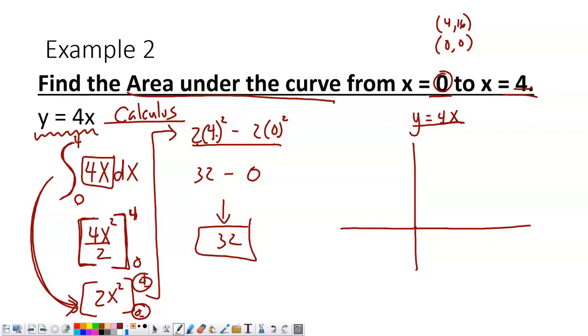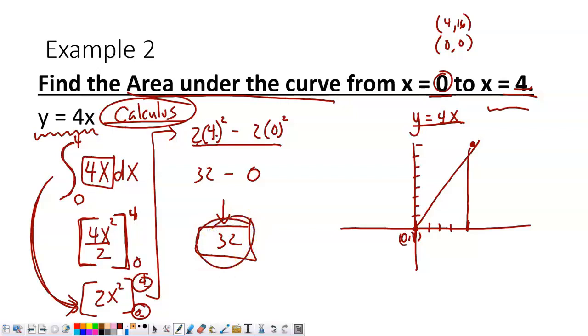So I'm going to plot those 2 points, 0, 0, and 4, 16. I'll count by 2s on the y-axis. 2, 4, 6, 8, 10, 12, 14, 16. That way I don't run out of space. Now what I want to do is find the area from here at 0 to here at 4, and it's a triangle. Okay, so we already found the area using calculus, but I want to show you that using geometry, we're going to get the same exact answer.